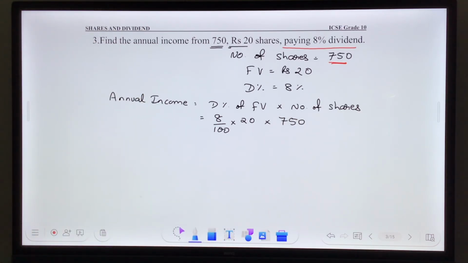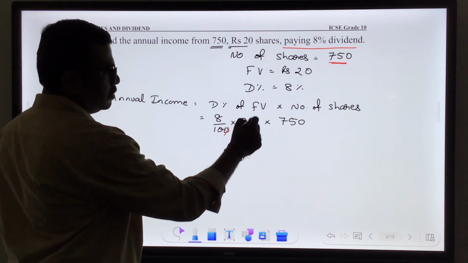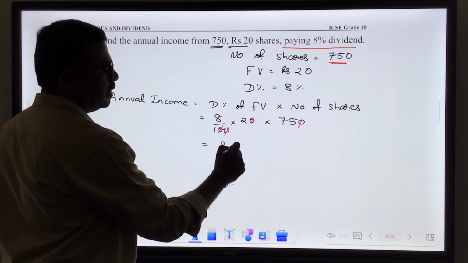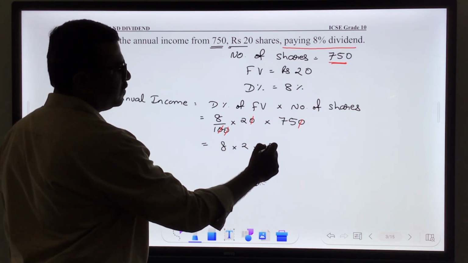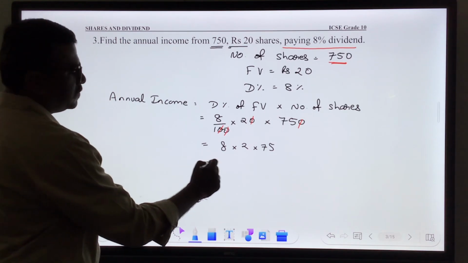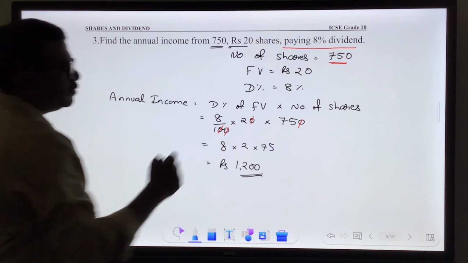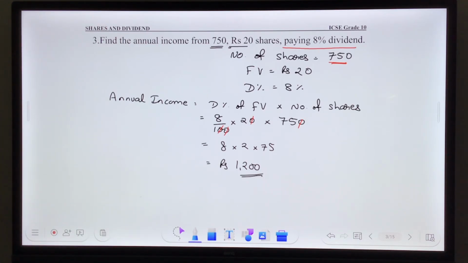When you do these calculations, you are left with 8 times 2 times 75, which is rupees 1200. So the annual income is rupees 1200.